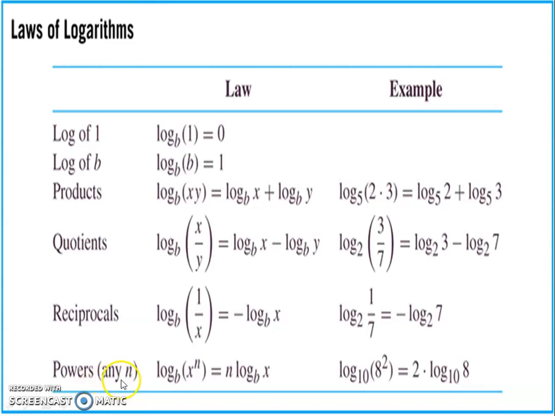Power law: log of x raised to n to the base b. We should write n on this side, log x to the base b. This side means the left-hand side of the logarithm. That is the power law of the logarithm. If I put x equal to 8, n equal to 2 and base b equal to 10, then I derive the 2 on the left-hand side of the logarithm, while 8 remains the same and 10 remains the same. So always remember all these laws of logarithm, including this example.